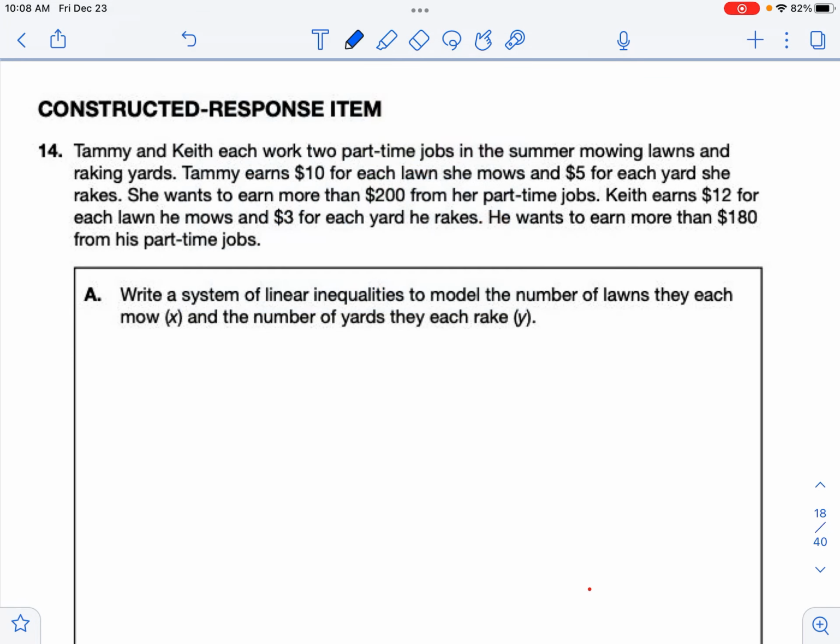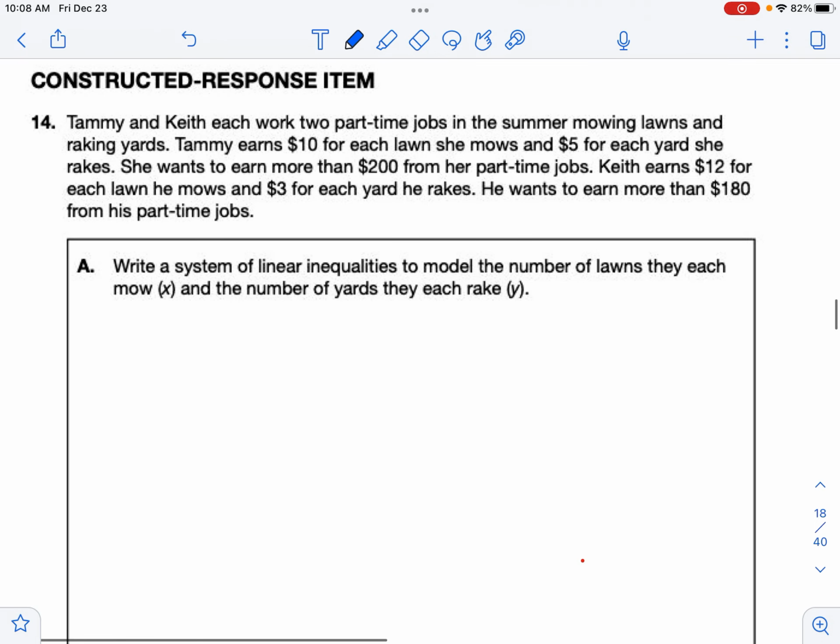All right, so number 14 here. Tammy and Keith each work 2 part-time jobs in the summer, mowing lawns and raking yards. Tammy earns $10 for each lawn she mows, $5 for each yard she rakes. She wants to earn more than $200 from her part-time job. Keith earns $12 for mowing lawns and $3 for raking. He wants to earn more than $180. Write a system of linear inequalities to show this.